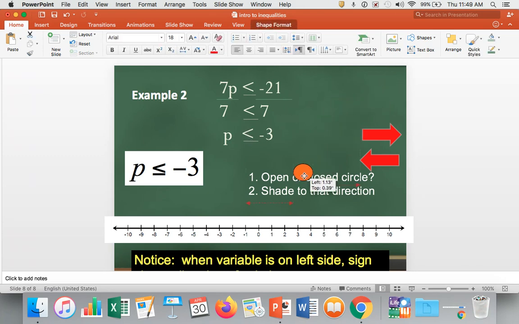So I take my closed circle to -3. You'll notice that your symbol is pointing to the left. So I'm going to take this arrow and bring it down there. And that's how you solve inequalities.